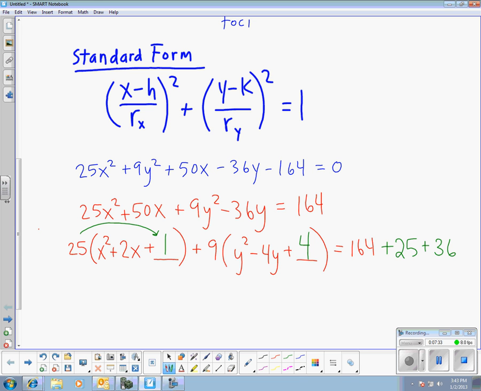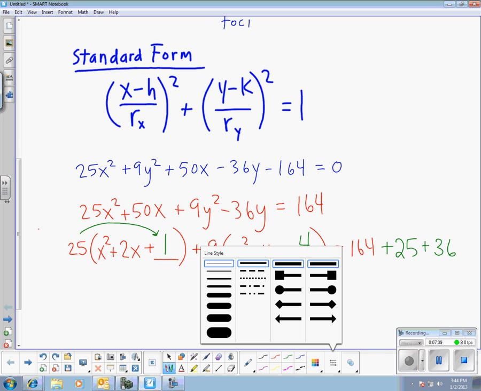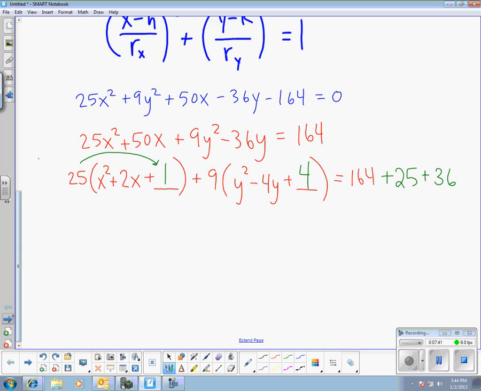Most of the equations in the book work out nice and neat the way this one does. They don't always. We'll do some that don't, but don't worry about that if it happens. We just work with fractions and decimals. It's no big deal.